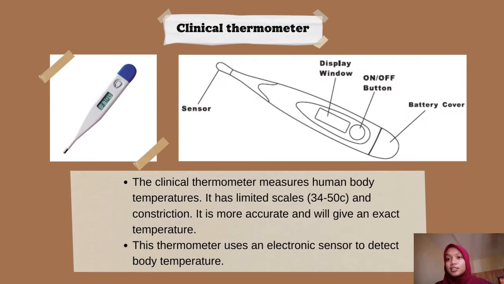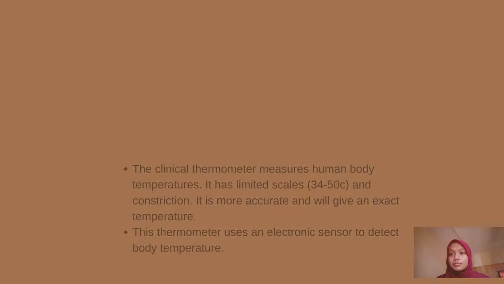Next, clinical thermometer. This thermometer is used to measure human body temperature. It has a limited scale, which is 34 to 50 Celsius, and a constriction. It is more accurate and will give an exact temperature. This thermometer uses an electronic sensor to detect body temperature. Its simple use makes this thermometer widely used for health purposes, laboratory purposes, and cooking purposes.